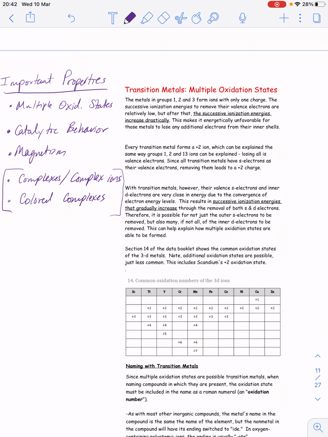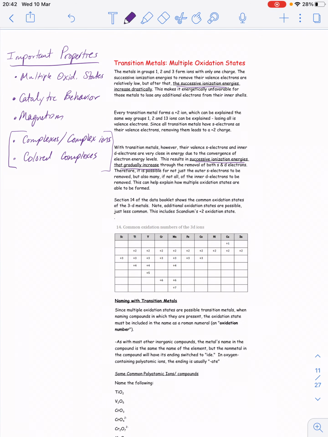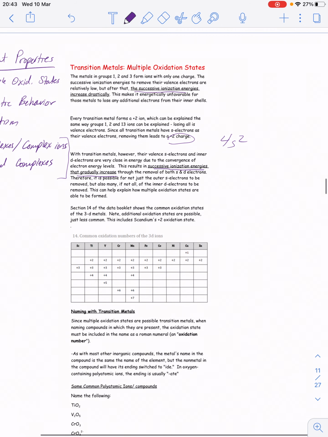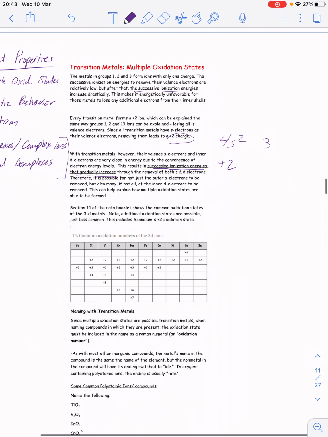So we've already touched upon why they form multiple oxidation states. They can form multiple oxidation states because there's a gradual increase in their successive ionization energies. So it doesn't take much more energy to remove additional electrons from transition metals, so they pretty much always form a +2 ion, because almost all of the transition metals have 4s2 as their outer electron configuration. Losing those gives them a +2 oxidation state or charge, and then removing additional 3d electrons can give them other oxidation states of +3 and higher.